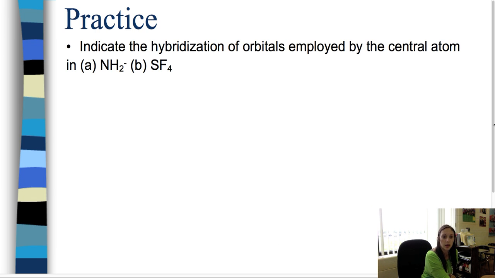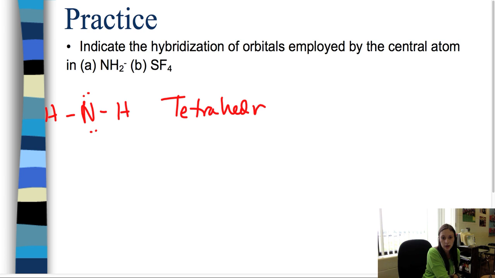Okay, it says indicate the hybridization of orbitals employed by the central atom. So I've got NH2 minus. Okay, I've got N and 2 H's, and that's all I need besides my lone pairs. Now I've got 4 things around my center, which is really tetrahedral. Since there are 4 things there, that means I am looking at sp3 as my type of hybrid orbitals that are going to get used.